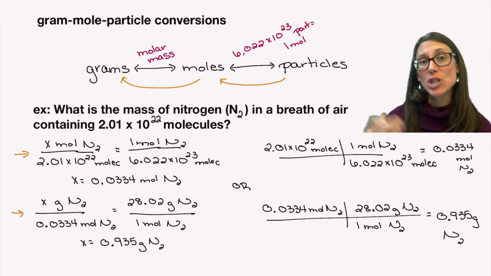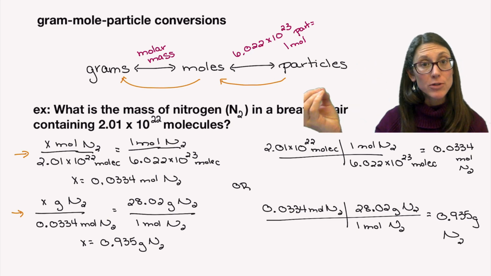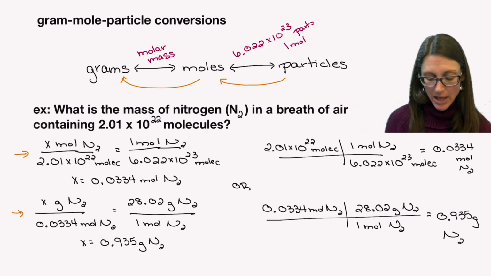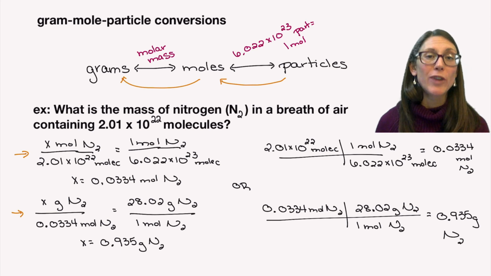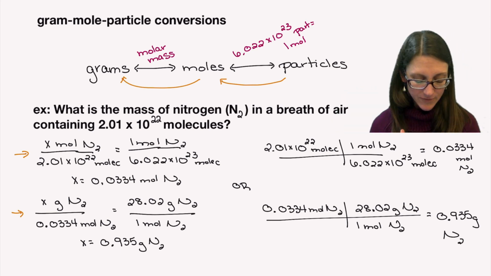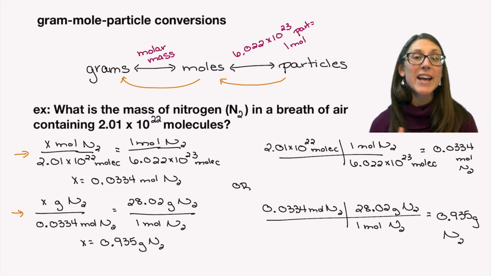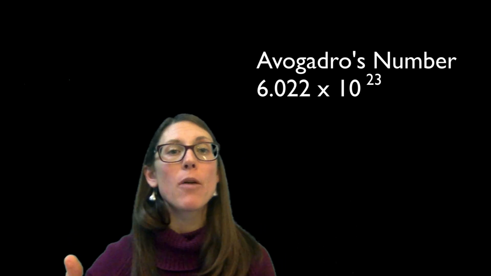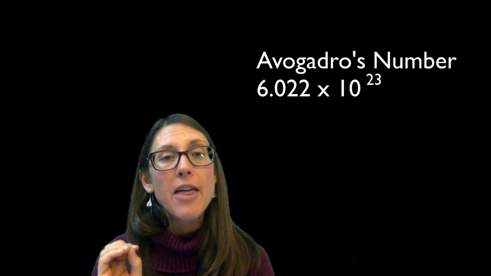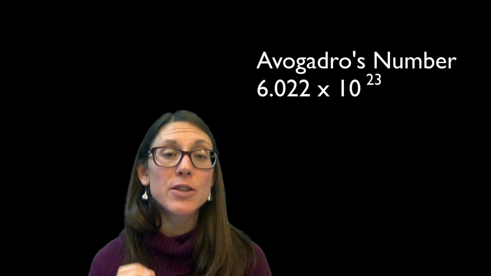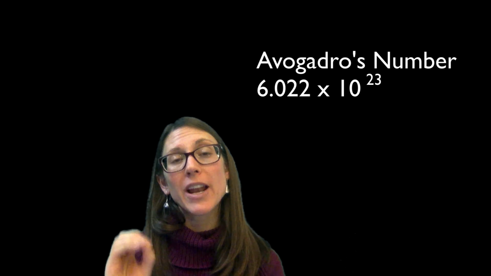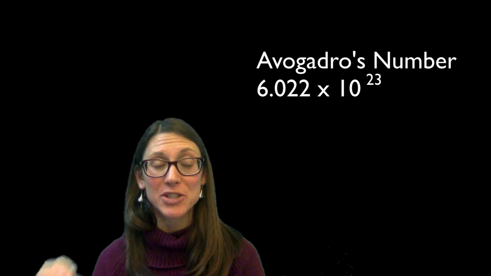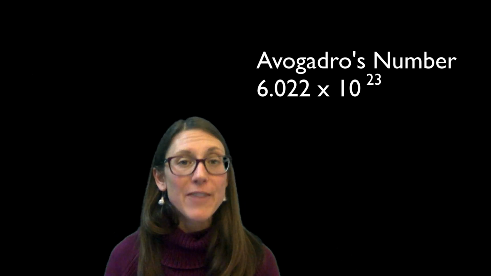Now this nitrogen is N2, so I took 2 times the mass of nitrogen on the periodic table, which is 14.01, to get a molar mass of 28.02 grams per mole, and used that as my relationship. And I found a value of 0.935 grams of nitrogen in that breath of air. So Avogadro's number tells us how many particles we have in 1 mole of any substance, whether it's an atom, a molecule, some other particle, whatever it is. That value, 6.022 times 10 to the 23rd, provides a relationship that allows us to know how many particles we actually have, or to determine the mass of any number of particles.